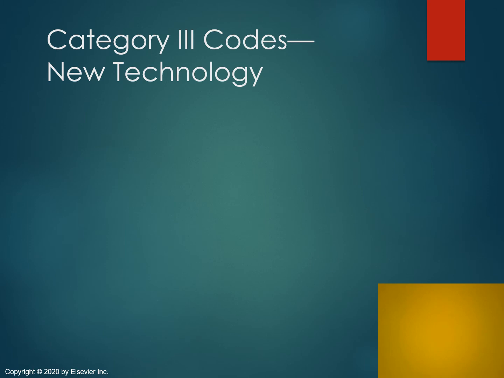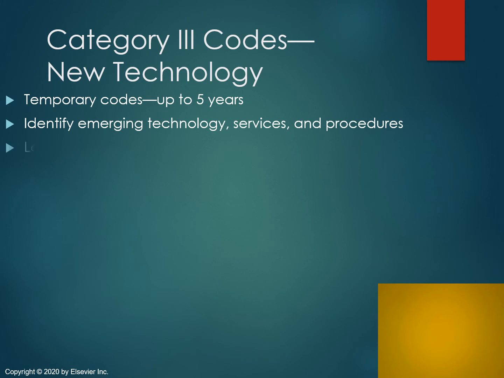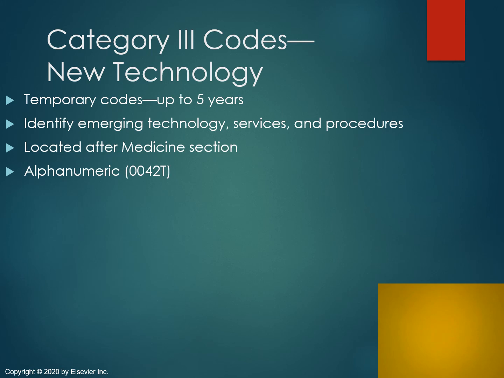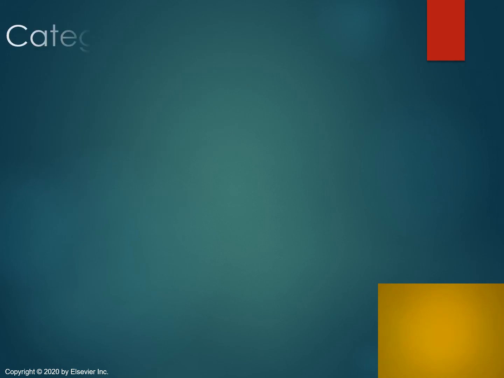Category 3 codes, as we said earlier, those are used for new technology. These codes can be used for up to 5 years until they get a permanent code after 5 years. Identifying emerging technology, services, procedures, and they're located after the medicine section in the CPT book in the back. They're alphanumeric and again end with the letter T. May or may not receive a future Category 2 code status.